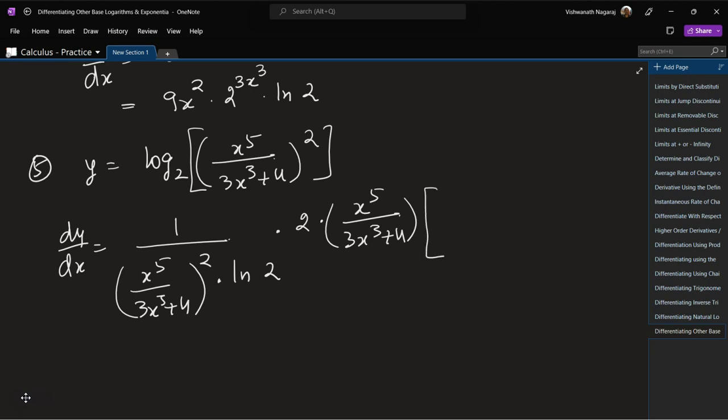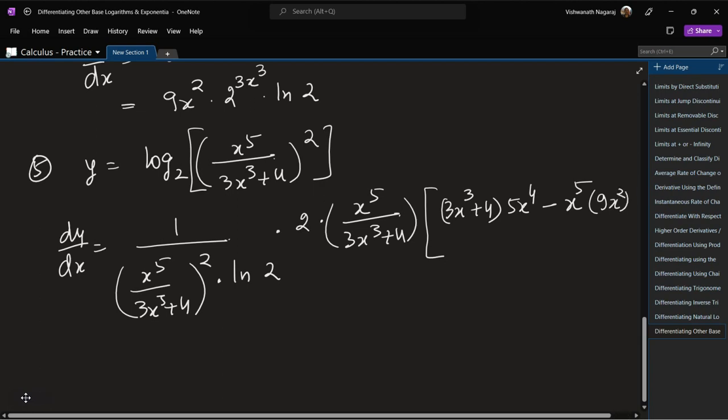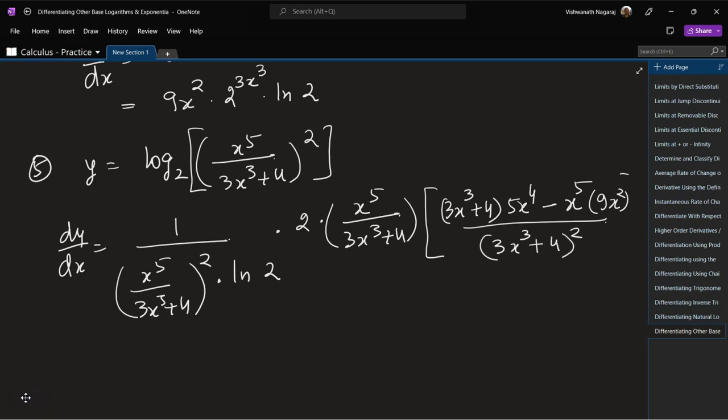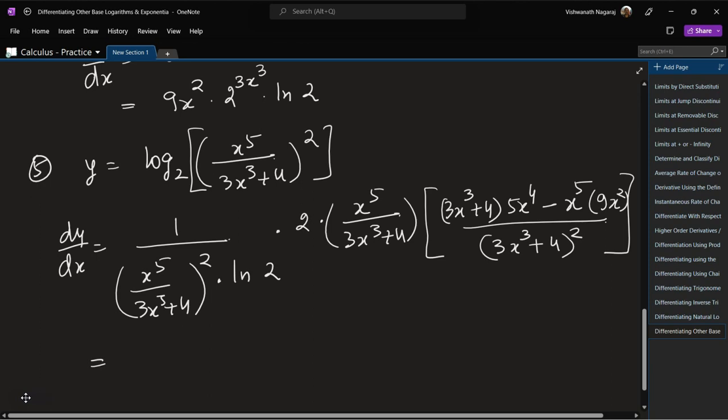And now we have to do the inner bracket where we have to apply the quotient rule. So 3x cube plus 4 as it is, 5x to the 4, minus the numerator as it is and 9x squared, divided by the denominator squared, so 3x cube plus 4 squared. Okay. Now you see here, this and this and this are same. The only thing is, here it is to the power of 1, here it is to the power of 2.